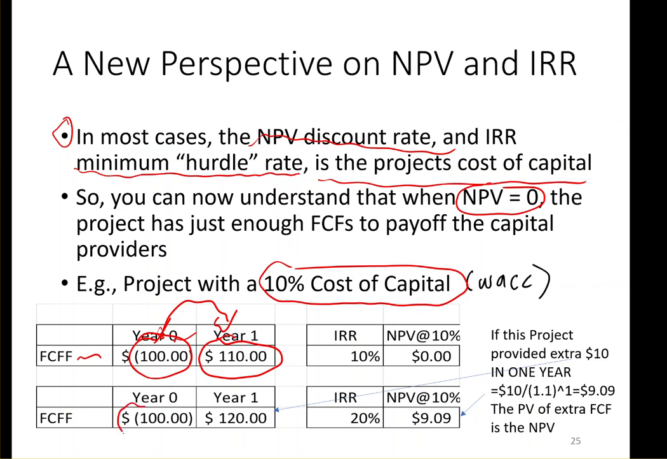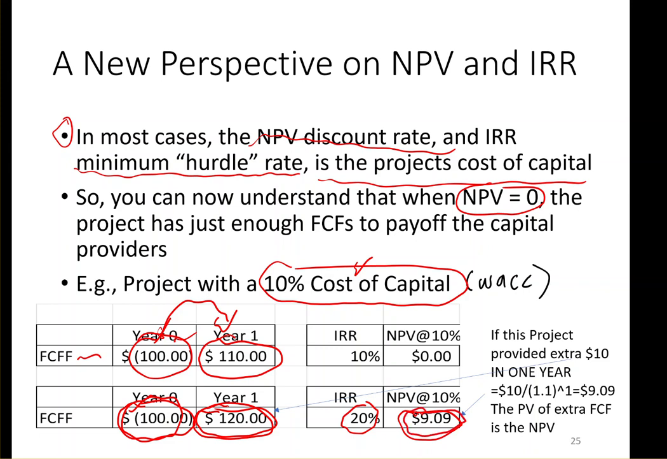Now, what if the project had cash flows of this: $100, but you estimate the free cash flows next year are going to be 120? You can easily see that the IRR is 20%. And if you calculate the NPV at a 10% discount rate, you get 9.09 as the NPV of the project. Let's think about that. When I got the funds, I need to pay these people back $110, because the cost of capital is 10%. But this project's actually returning 120. So I have an extra $10 next year. So that extra $10 discounted at 10% is 9.09.